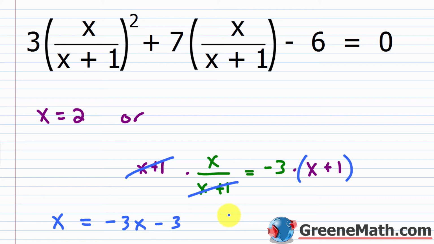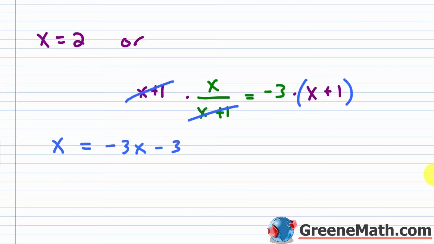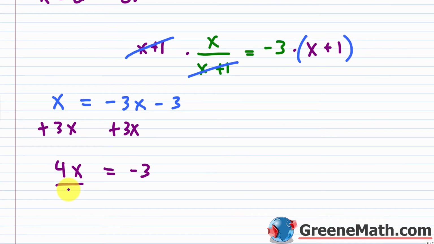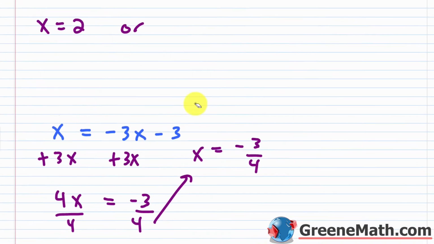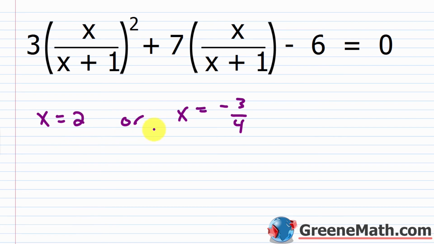Okay, so let's go ahead and scroll down and get a little bit of room going. We want to add 3x to both sides of the equation. This gives me 4x on the left, and it's equal to negative 3. I can divide both sides by 4, and this will give me x is equal to negative 3/4. So let me erase this, and we'll say that x equals 2 or x equals negative 3/4. So x equals 2 comma negative 3/4.